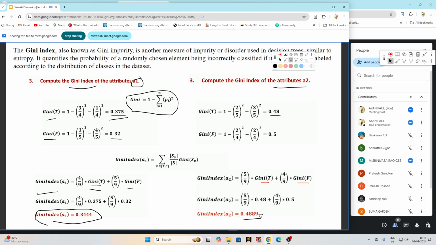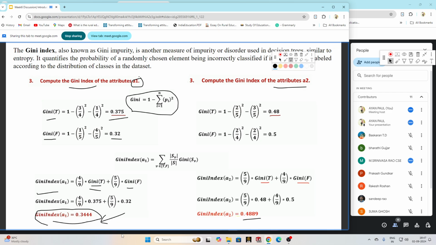Gini index of A2 is 0.4889. So for the Gini index, the lower the Gini index, the better the splitting attribute. A1 has the lower Gini index, that is why A1 is the best attribute.